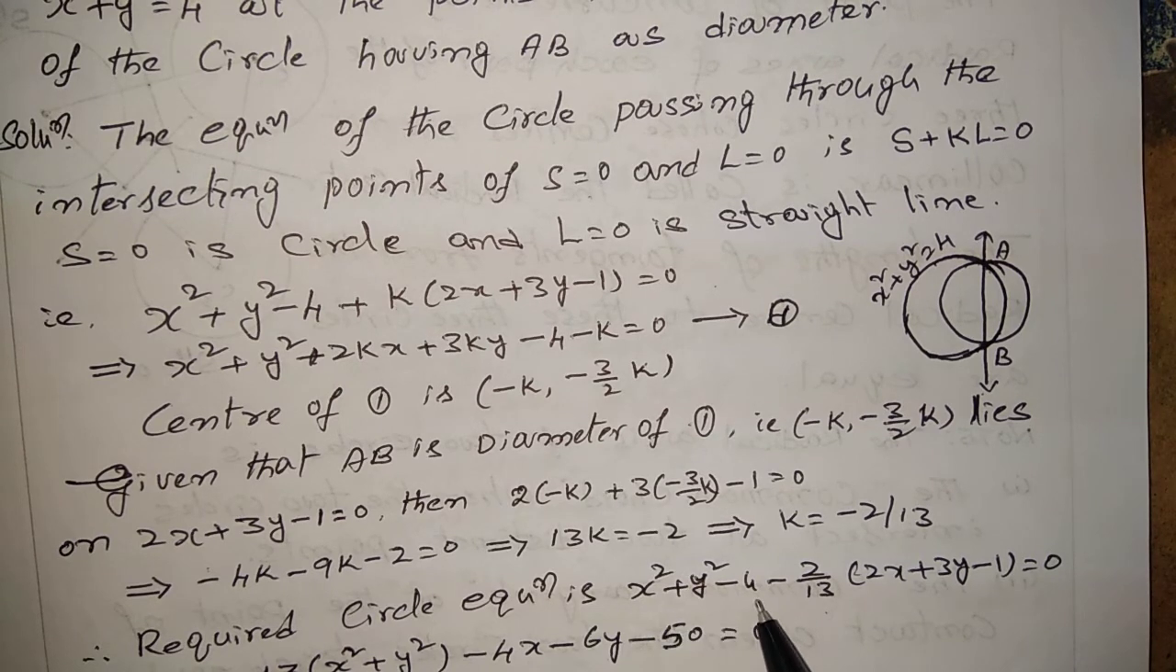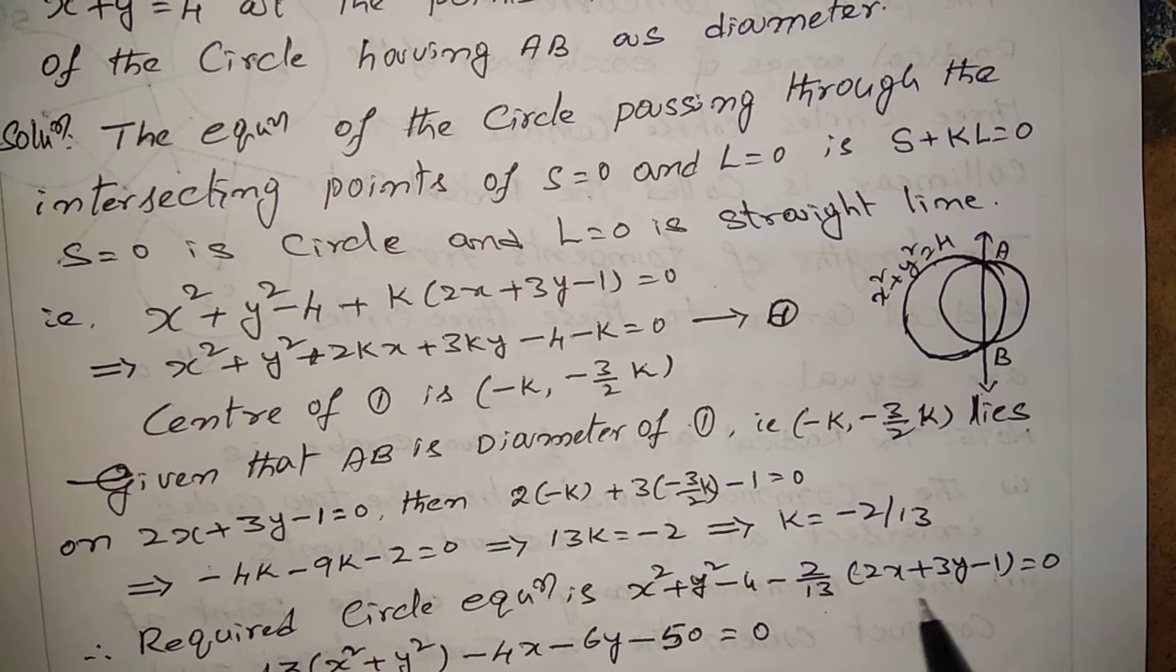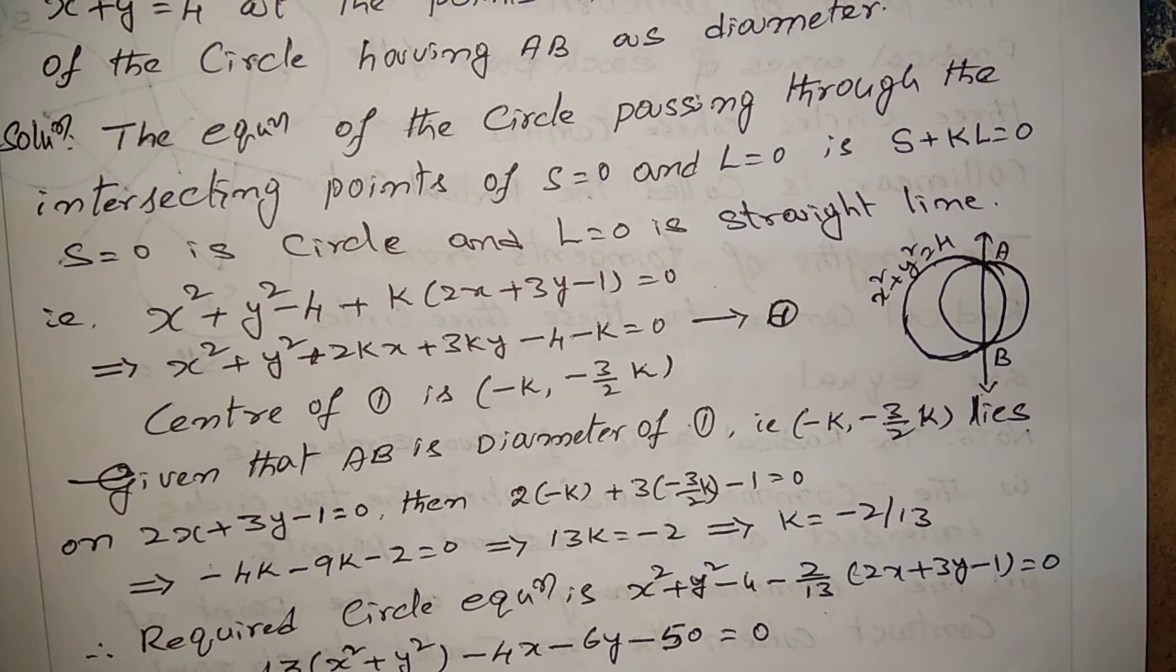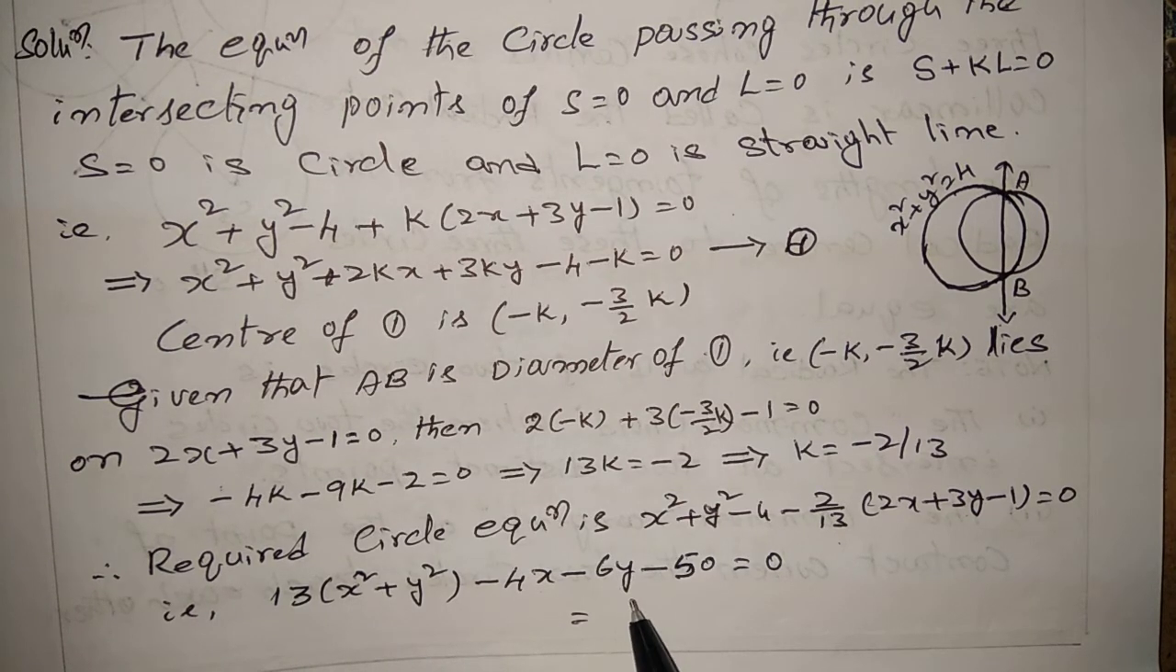x square plus y square minus 4 minus 2 by 13 into (2x plus 3y minus 1) is equal to 0. If we simplify it, we will get the required circle equation as 13 into (x square plus y square) minus 4x minus 6y minus 50 is equal to 0.